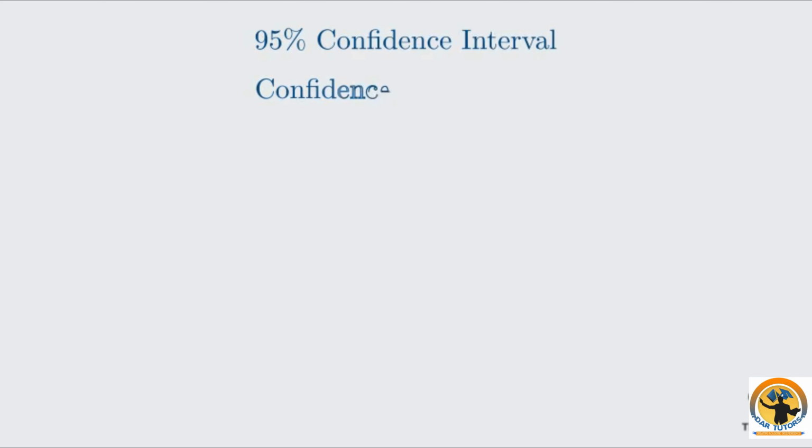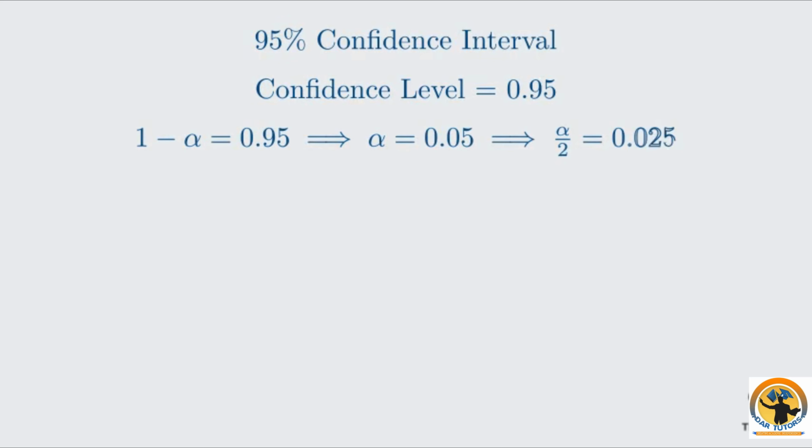Let's look at the most common confidence level, the 95% interval. For a 95% confidence level, our confidence level, 1 minus alpha, is 0.95. This means alpha is 0.05, and alpha over 2 is 0.025. We need to find the critical value, z sub 0.025, which corresponds to the z-score that leaves an area of 0.025 in the upper tail of the standard normal distribution.